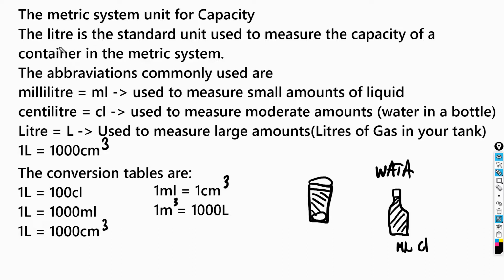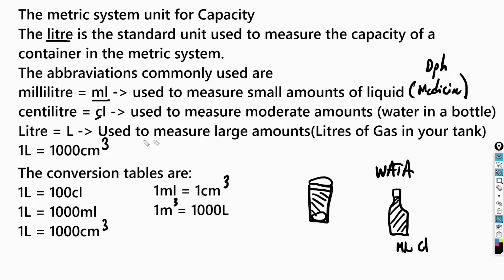So the liter is the standard unit used to measure the capacity of a container in the metric system. The abbreviations commonly used are the milliliter, ml, used to measure small amounts of liquid. For example, you would have your medicine in milliliters, like DPH or cough medicine. Then you have centiliters, which are used to measure moderate amounts, like water in a bottle.